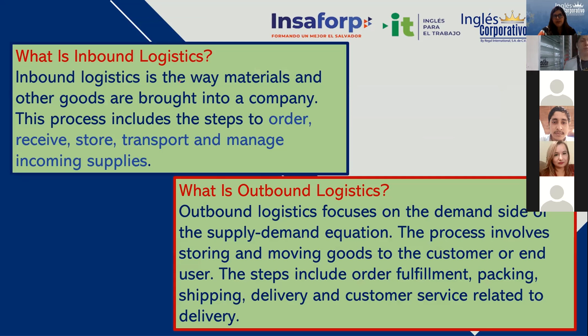What is inbound logistics? It is the way materials and other goods are brought into a company. This process includes the steps to order from the supplier, receive, store, transport, and manage the incoming supplies. That's inbound logistics. That's why it is related to me and the suppliers, because it is related to all the material that enters my company. It can be raw material, or finished material if I just distribute, if I get finished things and then sell them later.